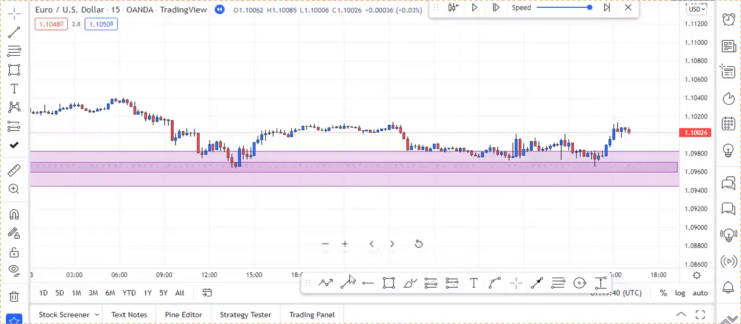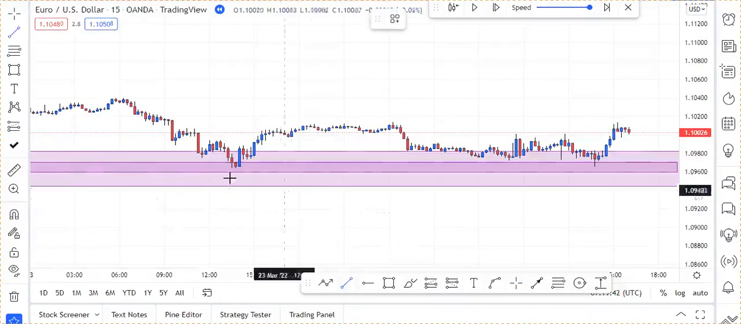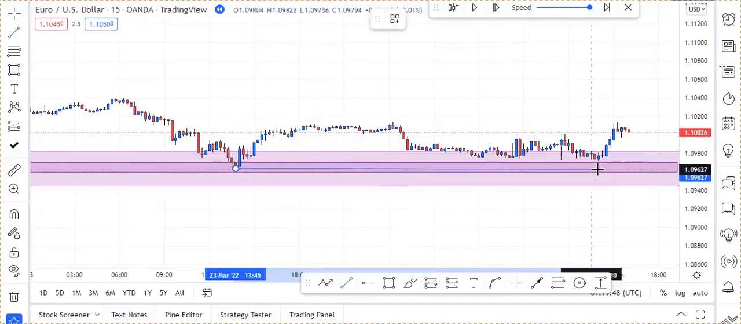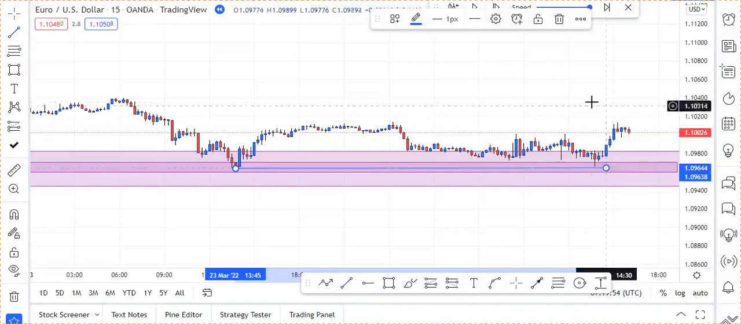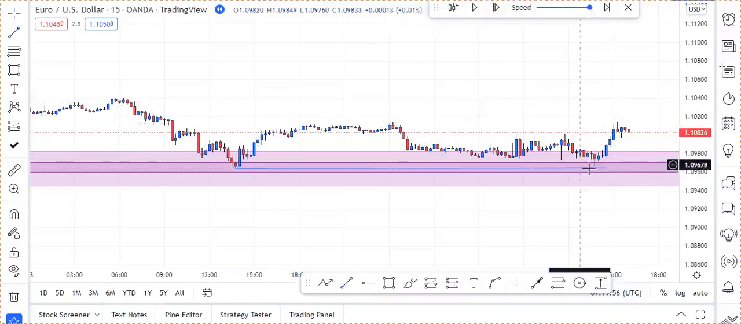Now as you can see, price came back and created these equal lows here. Can you see these equal lows? What does that tell you? It tells you that liquidity is resting below this low here, and I posted this too on our free Telegram group.